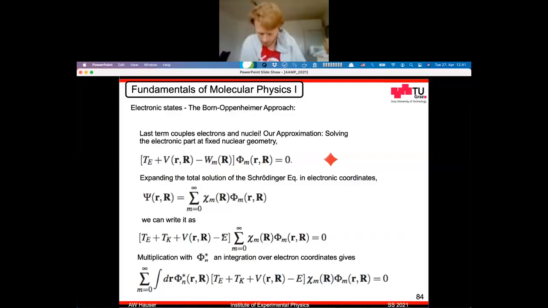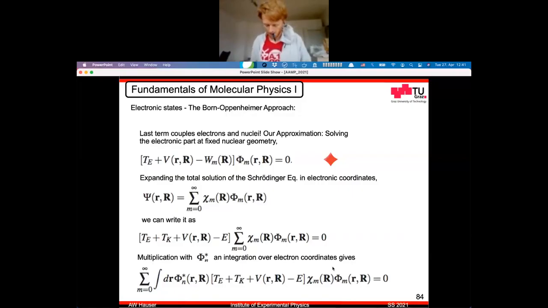It's coming from the left, therefore it's denoted as phi star, and it's some arbitrary wave function from our set. I give it the index n and multiply it now from the left onto our equation. Okay, so that's what leads us to this equation here at the bottom.